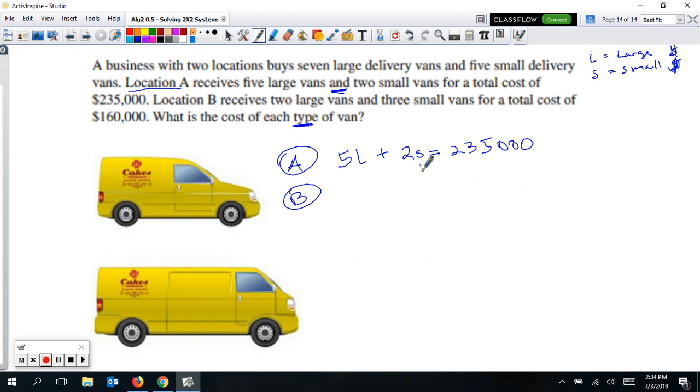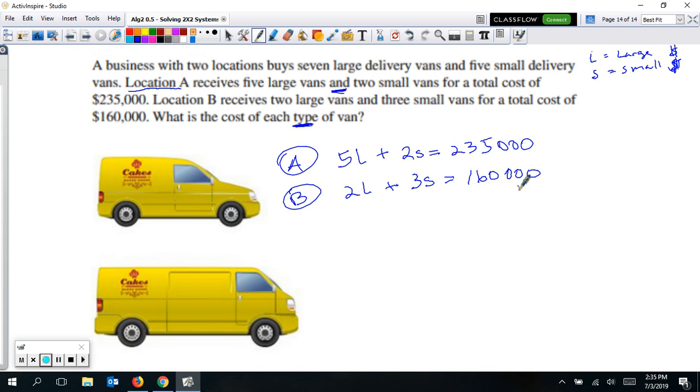really representing. And equation B now, location B has 2 large vans, so 2 L's, and 3 small ones, so 3 S's, and that was $160,000. So there's your 2 equations. You should have checked that. If you got that correct, good. Just keep on going now.